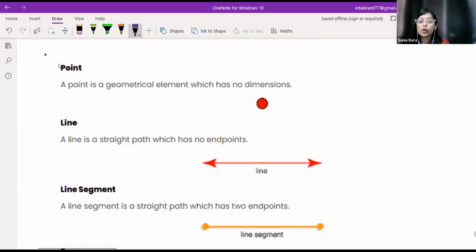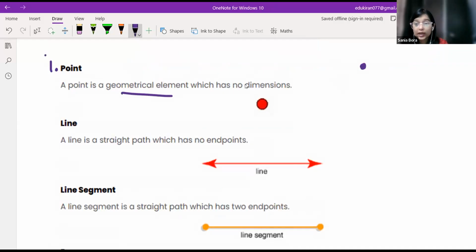So now the first thing is point, right? Everybody knows what a point is. This is a point, right? But how do we define it? A point is a geometrical element which has no dimension. Dimension means length, breadth, height. There is nothing. So a point is a geometrical element which has zero dimension, no length, no breadth, nothing.